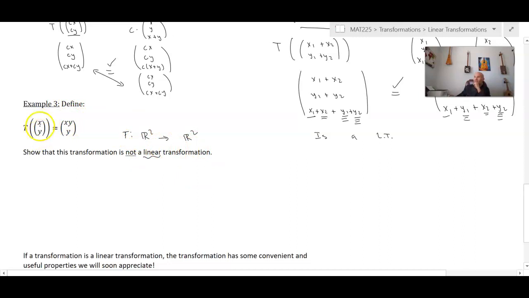So notice what happens to the input. The two components get multiplied together. That becomes our new top output. And the bottom component stays the same.